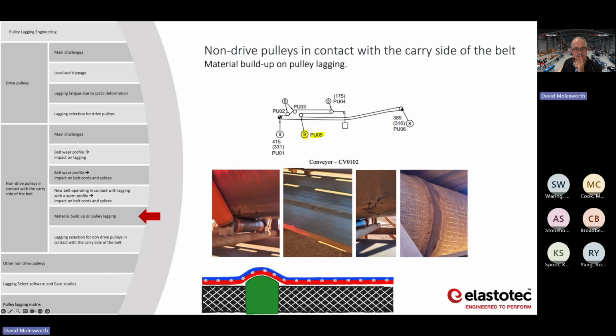This last section that Mariana had in the presentation was just a bit to do with build up on lagging, and you've got some photos here. Over here on the right, you've got direct bond ceramic lagging with build up. It's very prone to build up, and you can see on this particular pulley, it's created a line of damage in the belt that lines up with where the build-up is.